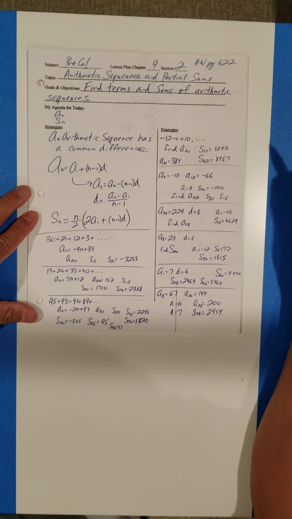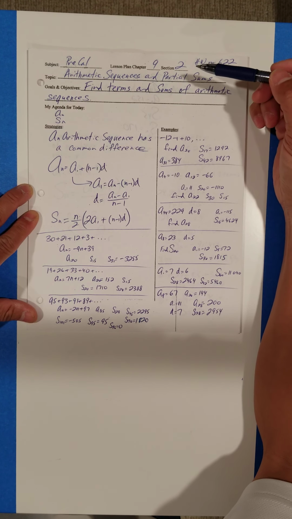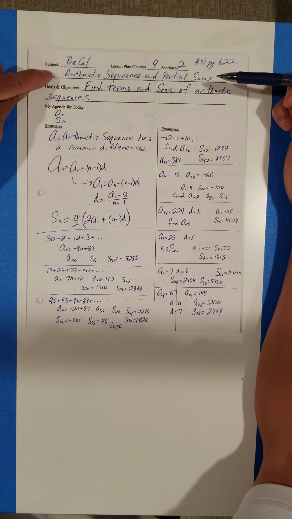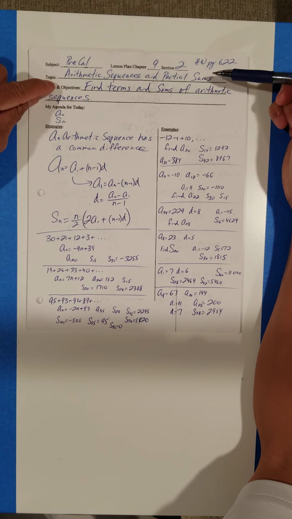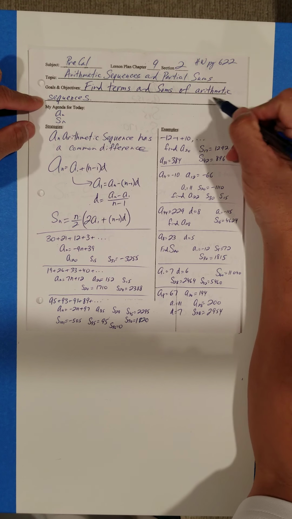And so in 9.1, we're just talking about generic sequences, okay? But what we want to talk about in this section is very specific, okay? It's going to be arithmetic sequences and partial sums. So we want to find terms and sums of arithmetic. So arithmetic's the key here.